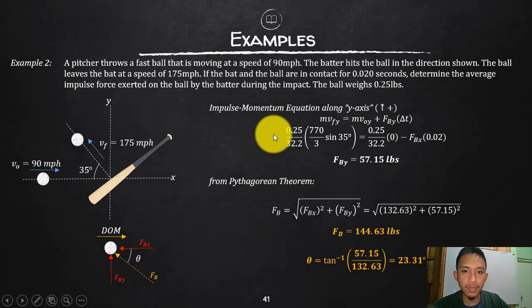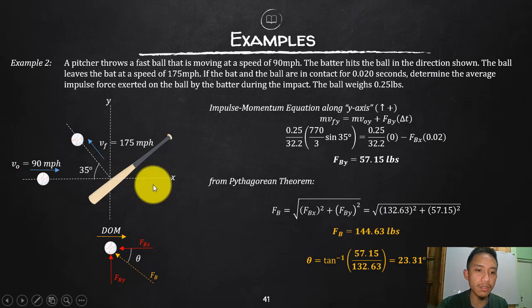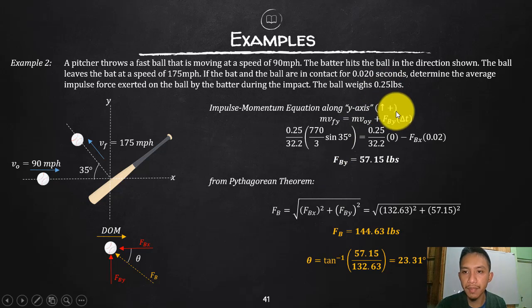Now let's proceed with your vertical, or along the y-axis. Since the original motion is perfectly horizontal, there is no original motion vertically. So let's assume that going up is positive. It's up to you. You can assume going down as positive, it doesn't matter, since initially there is no original direction vertically. Okay, so let's say going up is positive.